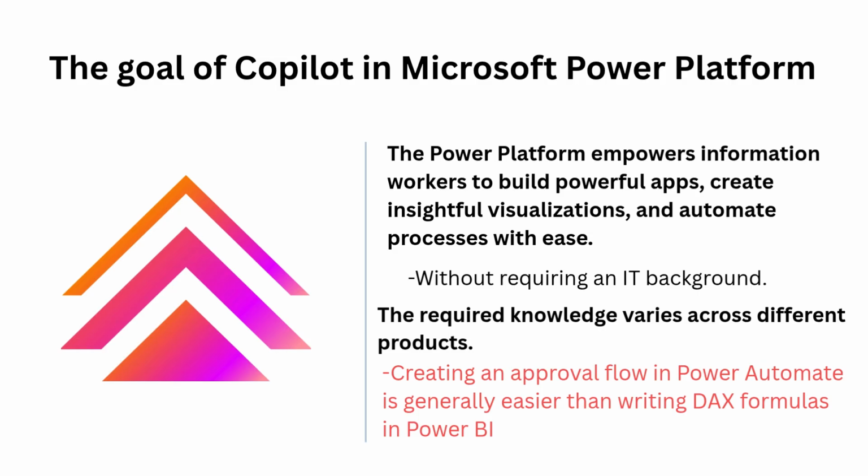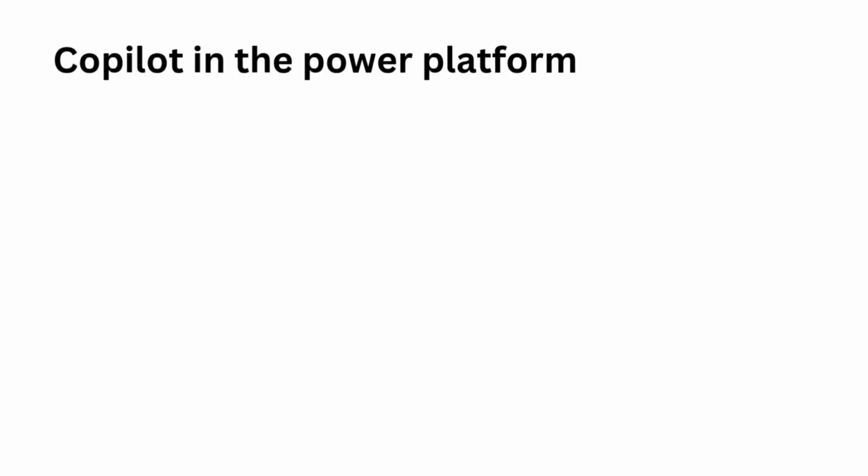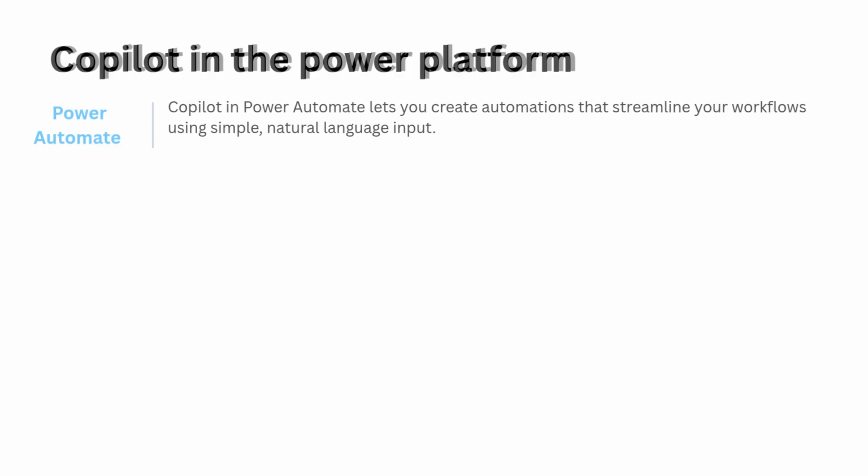This is where Copilot comes in. Copilot is an AI-powered assistant integrated into the Power Platform. Its goal is to make these tools even more accessible by allowing users to describe what they want in natural language, and then Copilot helps build it for them or automate it.